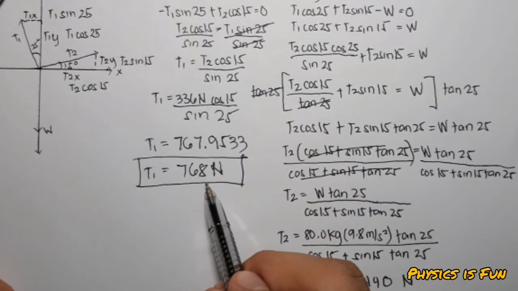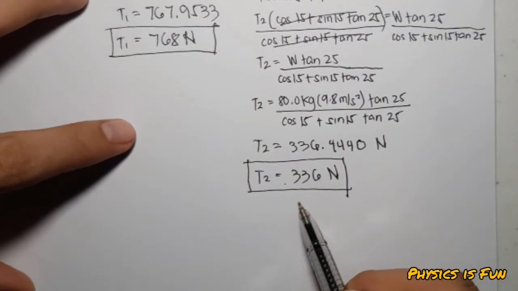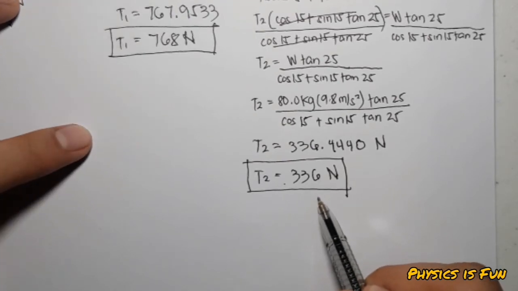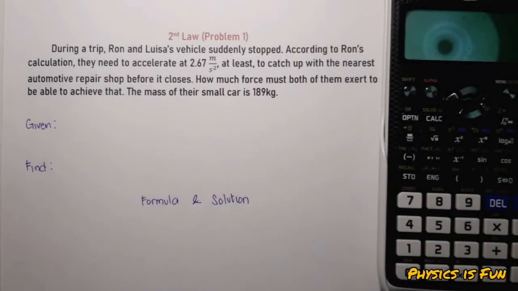Tension 1, 768 newtons, and tension 2, 336 newtons. It's easy, right? Let us now proceed with problem number 1 on Newton's second law. During a trip, Ron and Luisa's vehicle suddenly stopped. According to Ron's calculation, they need to accelerate at 2.67 meters per second squared at least to catch up with the nearest automotive repair shop before it closes. How much force must both of them exert to be able to achieve that? The mass of their small car is 189 kilograms.